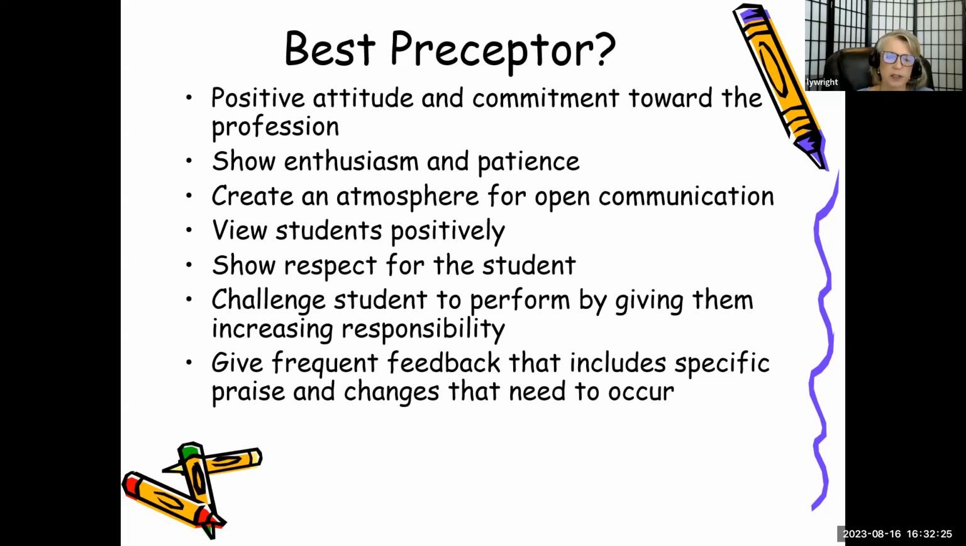Showing that patience, respect for the student, challenging them but not overwhelming them, being positive about the profession, being patient. I love that one. Giving frequent feedback. And being positive about the student. If you don't want to have the student there, they'll feel that, right? So we want to be positive with them. Those are great.